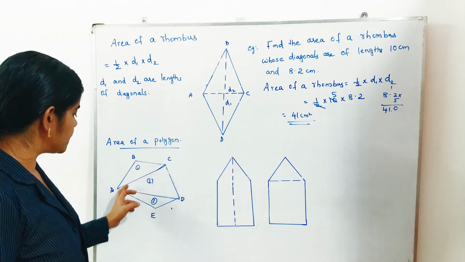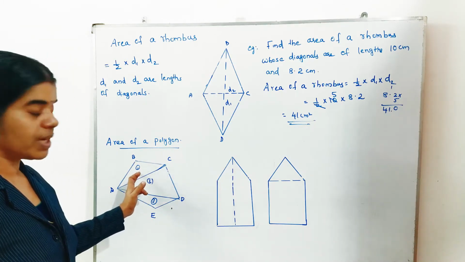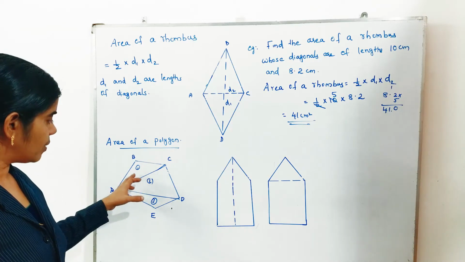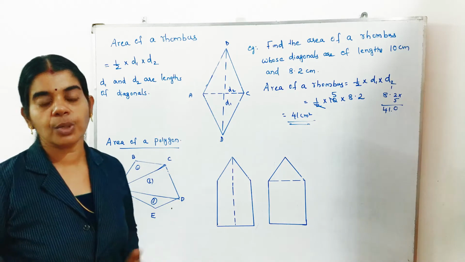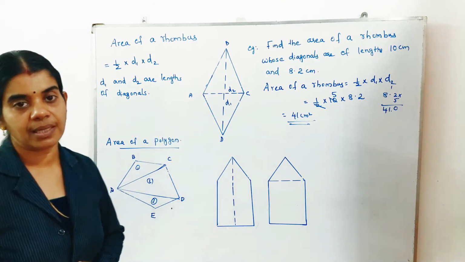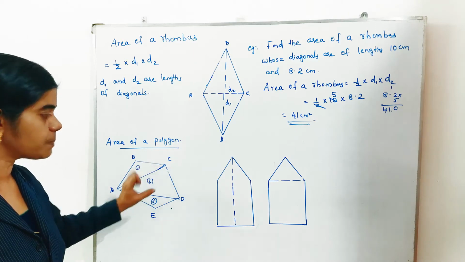If you know the AC length, then half into AC into H1 will be the area of the first triangle, and likewise the second and third. If you add all those triangles' areas, you will get the area of this pentagon.